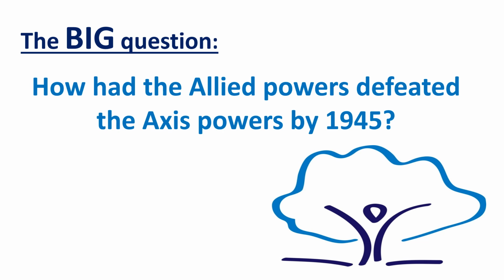Good morning, Year 9. Welcome to Lesson 5, looking at this big question: how had the Allied powers defeated the Axis powers by 1945? And remember, we're looking at the most significant events. What were the big reasons why the Allies won the Second World War?